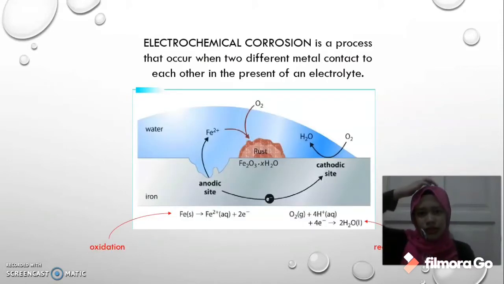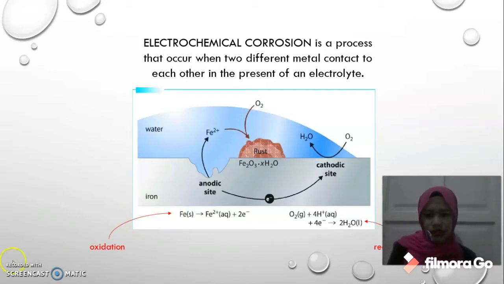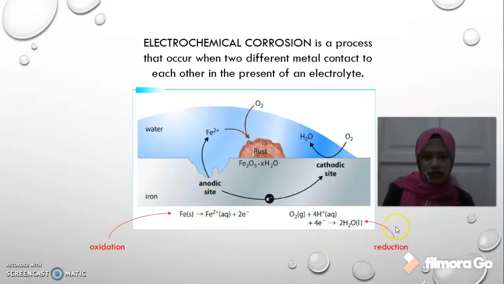Electrochemical corrosion is a process that occurs when two different metals contact each other in the presence of an electrolyte. In electrochemical corrosion, there will be a redox reaction. Redox reaction includes the oxidation reaction that happens on the anodic side and reduction that happens on the cathodic side.